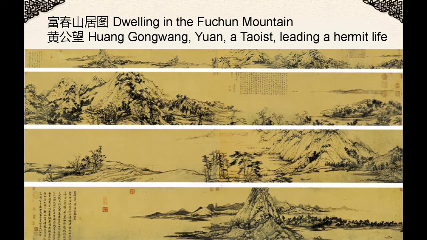Huang Gongwang was a Taoist. He led a hermit life, enjoying the free clouds and green mountains, advocating the natural, detached, and ethereal style. The landscape is fluid, pure, elegant, and varied. A stretch of landscape represents a stretch of spirit.